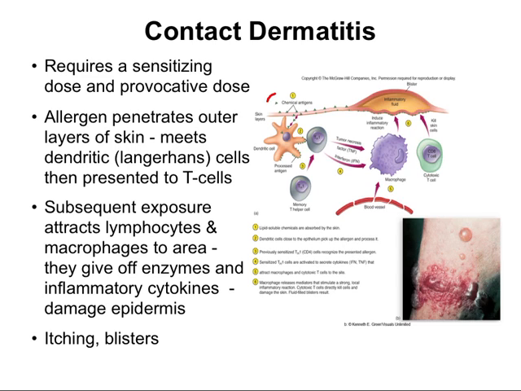But here we have the chemical antigens. As they make their way through the skin, they're met by these Langerhans cells or dendritic cells in the epidermis. They're taken in by those dendritic cells and then they're presented to the T cells. During subsequent exposure, these T cells will then attract lymphocytes and macrophages to the area. These will give up enzymes and inflammatory cytokines and damage the epidermis, thus causing blistering, which, if you've ever experienced it, you know is exceptionally itchy.